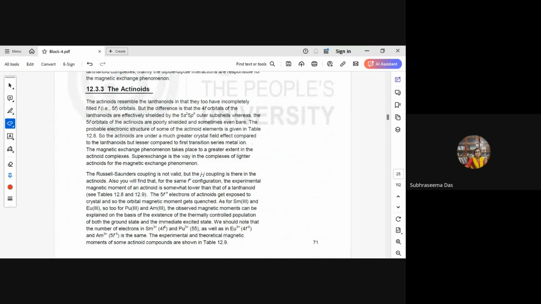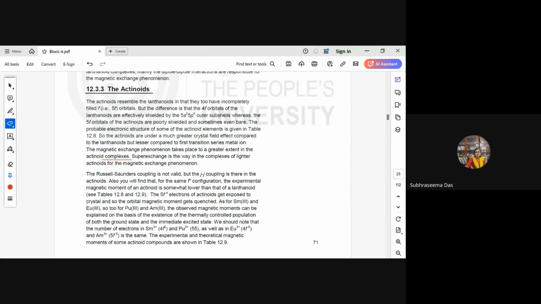Coming to the actinoids, they resemble the lanthanoids in magnetic properties, but the difference is that the 4f orbitals of the lanthanoids are effectively shielded, whereas in actinoids the outermost electron goes to the 5f orbitals, which are poorly shielded, and sometimes they remain bare. So the magnetic phenomena occur to a greater extent in actinoid complexes.